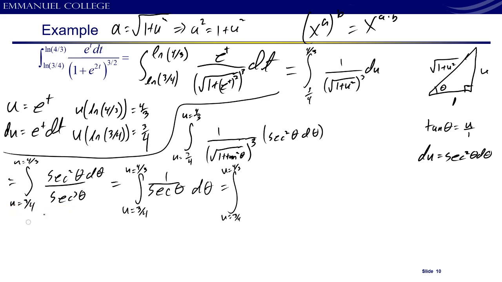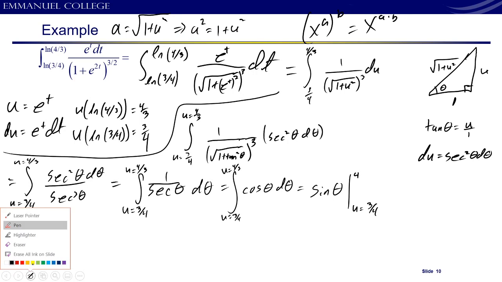So then what I can do here is I can just say, well, this is equal to cosine of theta d theta, which I know the antiderivative of relatively easily. So this is sine of theta evaluated from u equals 3/4 to u equals 4/3. And again, I need to get it back in terms of my u's.